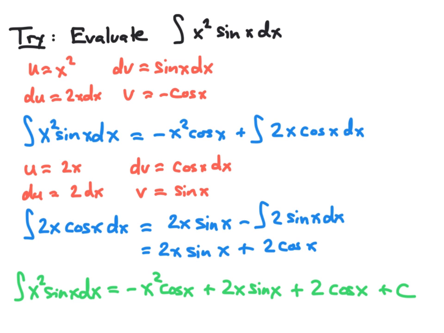Substituting those into our second integral, we see that we get 2x sine of x minus the integral of 2 sine x dx. And this integral is one that we can easily evaluate since we know an antiderivative of sine x is negative cosine. And so this gives us that the integral of 2x cosine x dx is equal to 2x sine x plus 2 cosine x. We then substitute this expression into our first integration by parts formula for our integral, and we obtain a final value of negative x squared cosine x plus 2x sine x plus 2 cosine x plus c.